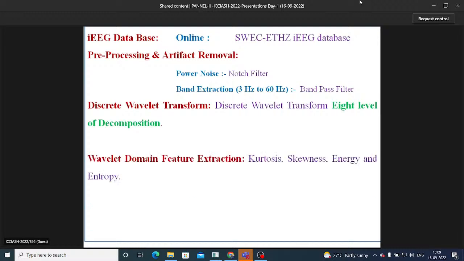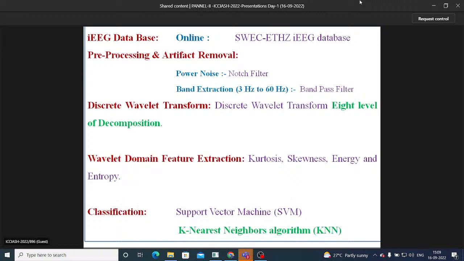Now, whenever we get these alpha frequencies and beta frequencies, we find out the features related to them, such as kurtosis, skewness, energies, and entropies. These are the features which give us an exact indication whether the epileptic seizure is present or not.